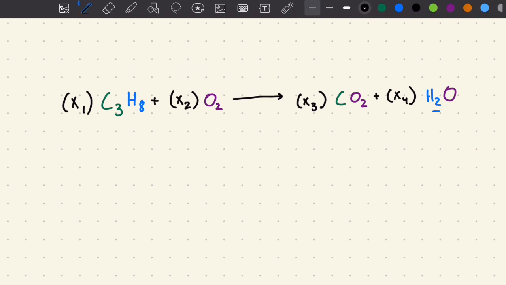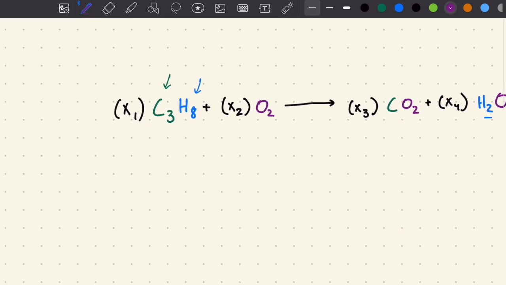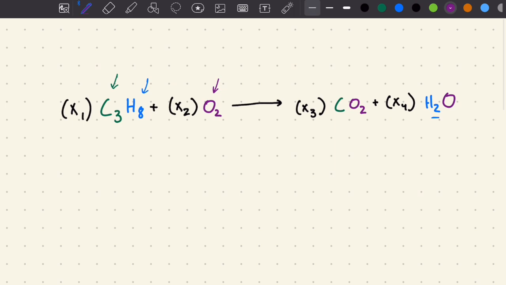So, how are we going to use linear algebra to do that? Well, the first step is to set up a vector equation that describes the number of atoms of each type present in the reaction. Since the equation involves three types of atoms, in this case the carbon, which is in green, the hydrogen, which is in blue, and the oxygen, which is in purple, the vector is going to be in R3.